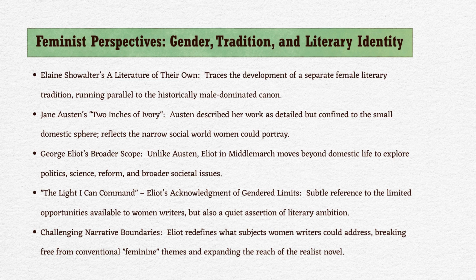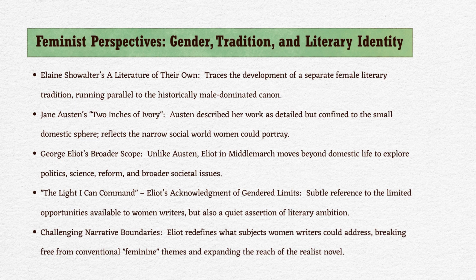In contrast, George Eliot, especially in Middlemarch, breaks this mold. She moves beyond the domestic sphere, writing about politics, science, reform, and the broader structures of society. Eliot's scope shows that women could tackle larger, complex subjects traditionally reserved for male authors.